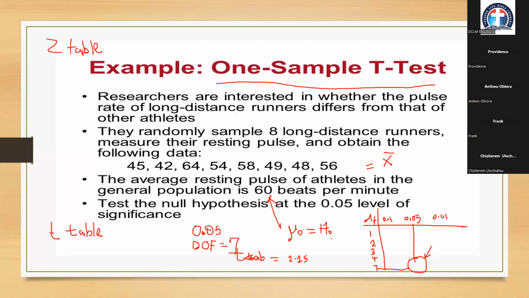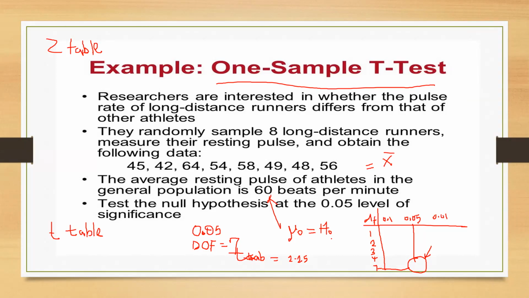This is how to locate your critical value. You trace from your alpha level and you intercept it with your degree of freedom. It gives you your critical value. It is the value that your calculated T must not exceed. If it exceeds it, you will reject your null hypothesis.